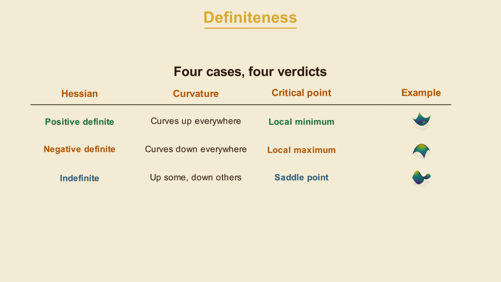Then finally, if the Hessian is semidefinite, which is the borderline case where there is some direction that is exactly flat, the test is inconclusive at this level, and we would need to move on to more tools to make a decision. At this point in the course, we'll just flag that case.